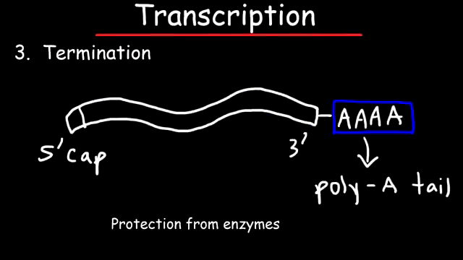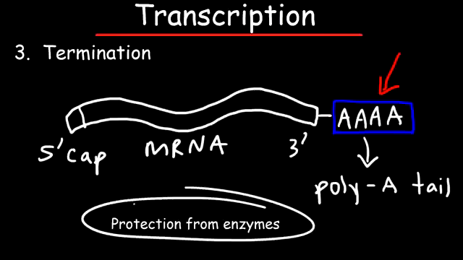Now, during the last step of transcription, which is the termination step, the RNA polymerase molecule and the mRNA strand all separate from the DNA template strand. Now, in this step, the poly A polymerase enzyme adds the poly A tail to the 3' end of the mRNA strand. Also, during the beginning of transcription, the 5' end is capped, and the reason for this is to protect the mRNA strand from being degraded by certain enzymes.